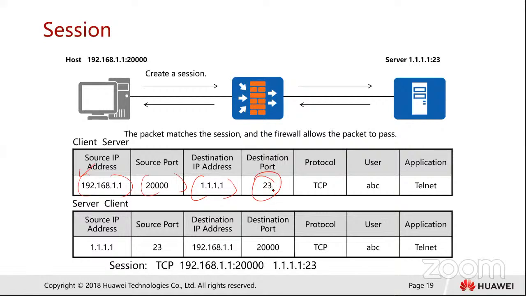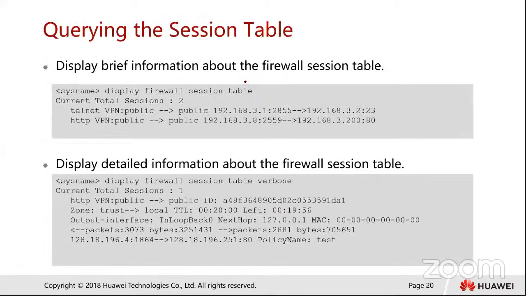So, if you're using port 23, which protocol is this? Our network engineers? Telnet. So someone is trying to access our server remotely, using the TCP protocol, as user ABCD, and the application they're using is Telnet. So basically, that is what is covered in our session table.